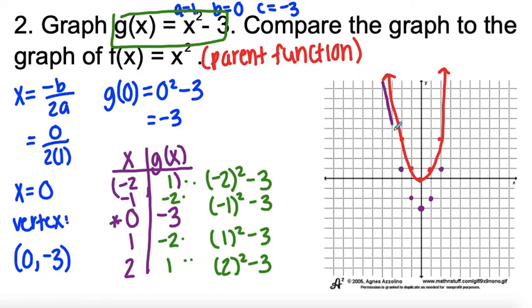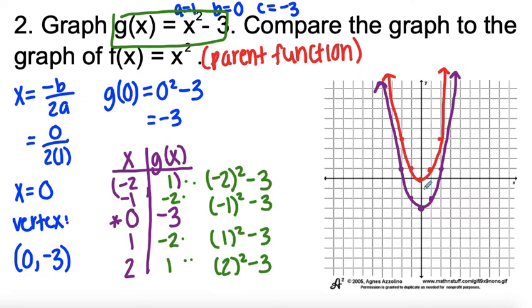And then I'm going to draw my curve. And so there's my graph of g of x equals x squared minus 3. Now I want to compare it to the graph of f of x equals x squared, or my parent function. And something that I notice here is that I basically have the same graph. I'm just going down 3.